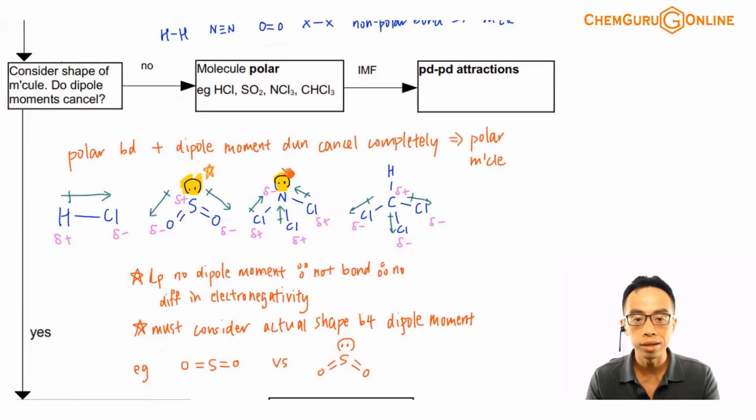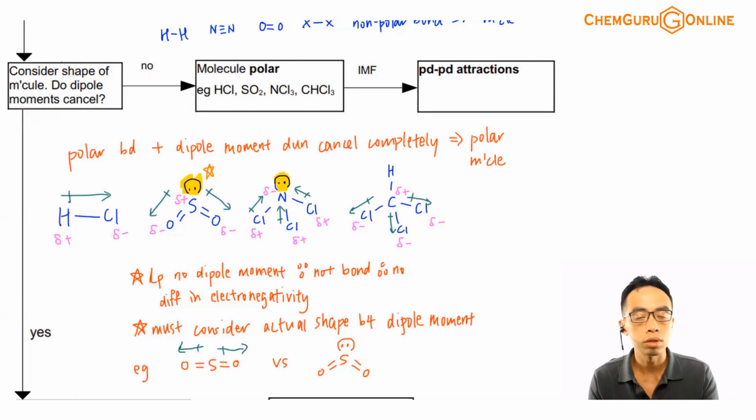Some of us will accidentally just jump in and just make use of the structure that is given in the question. So if I give you SO2 in this way, some of us will just make use of this and happily draw the dipole moment: there's a dipole here, there's a dipole here, so just nice, they will cancel each other, so this is non-polar.